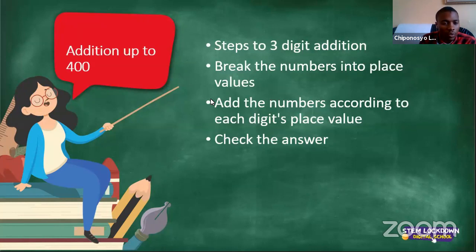I hope everyone is with me. So there are 3 steps in addition. First, we break up the numbers according to their place value, because we're doing 3 digits now. So it's numbers that are in their hundreds or below. And we break up the numbers into their place values. Then we add the numbers according to the place value, all the hundreds together, all the tens together, all the units together, all the ones, and then we check our answer.